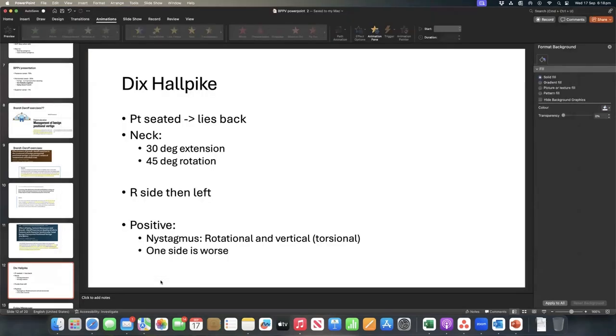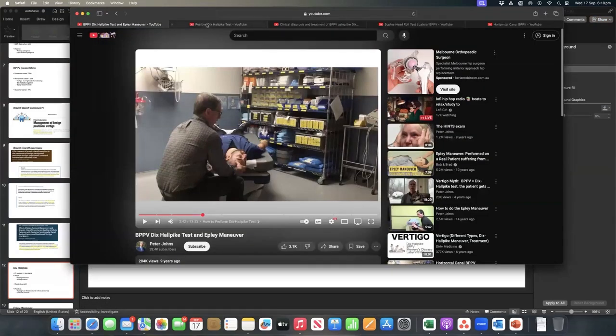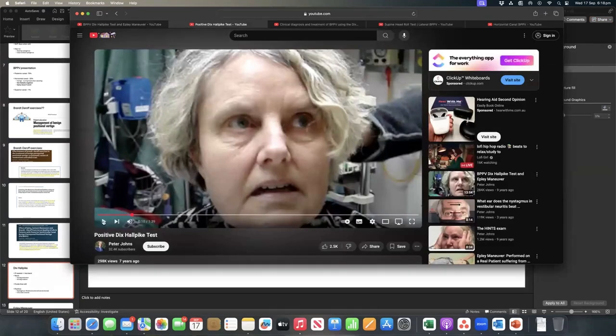I think if we're talking to GPs, it's a really easy thing to do to confirm a diagnosis: just get the patient to sit up and drop them down, extension and rotation, and look for a positive sign. And so the positive sign is going to be a torsional nystagmus. And thanks again, Peter Johns. We're just going to have a look at an example of a positive sign.